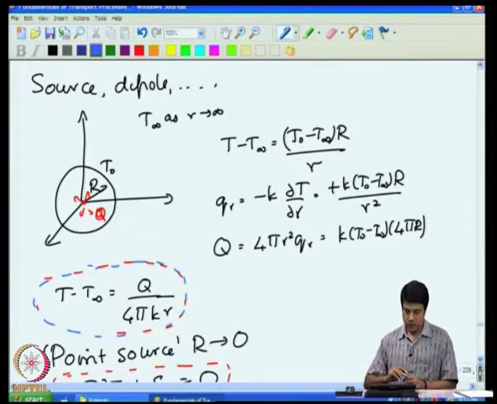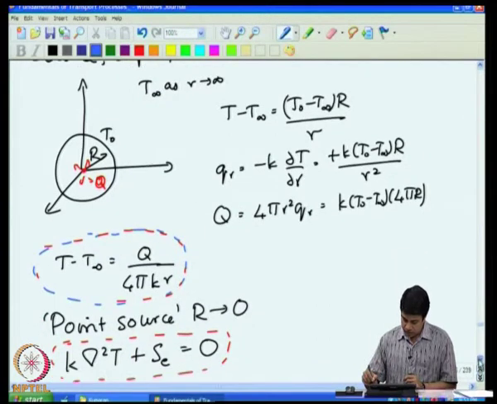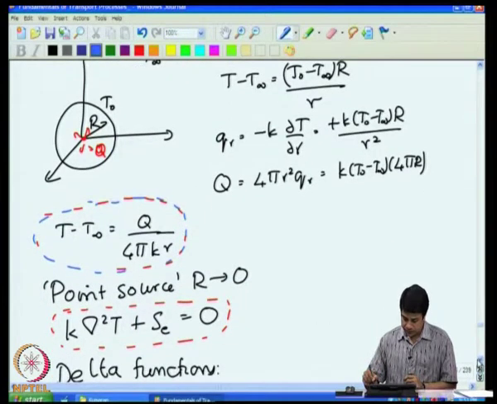And then we looked at a different way of getting the same solution in terms of sources, dipoles, etc. So, first I solved for you the equation, the solution for the temperature field in a point source. Point source, radius goes to 0, but heat emitted per unit time is a constant. Okay, so, that is a point source.